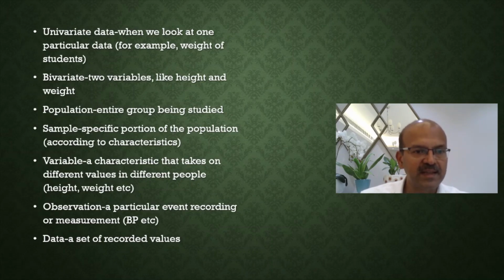A variable is a characteristic that takes on different values in different people. So height, weight, blood pressure, these are all variables. And an observation is a particular event, recording or measurement. For example, if you are taking a particular reading of blood pressure, it's that observation. So you do collect a lot of observations in any study related to clinical medicine. And the data reflects a set of recorded values.